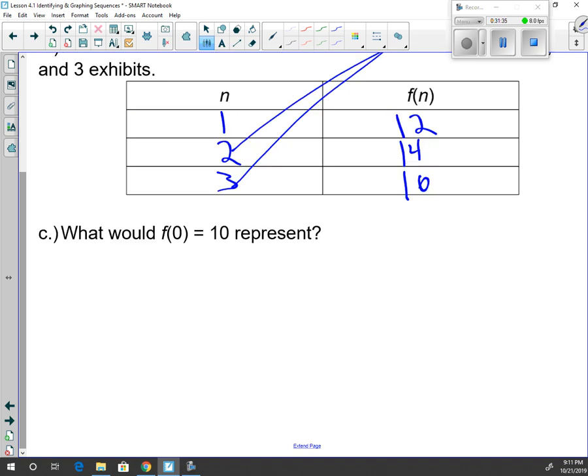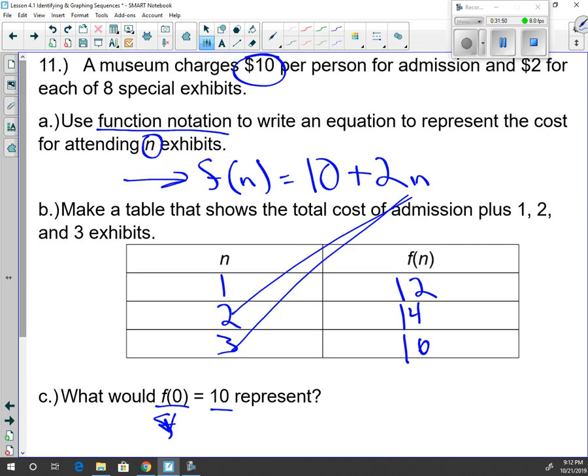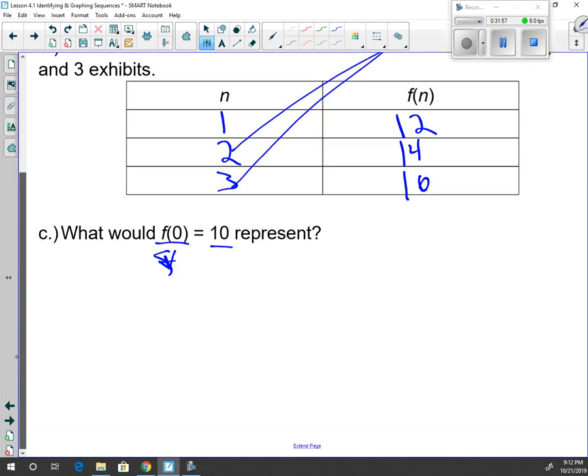So that would be using the explicit rule to generate what's happening for that scenario going to the museum. And it says f of 0, well, I don't have to write that down. What would f of 0 equals 10 represent in real life? So let's go back to the scenario. A museum charges $10 per person for admission and $2 for each of the special exhibits, right? So f of 0 means what? It means you basically walked in the door, paid admission, and then didn't attend any special exhibits.